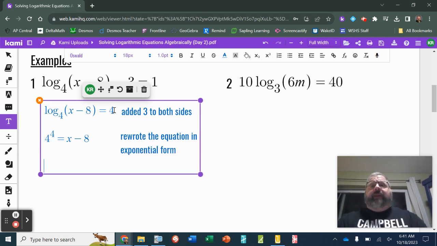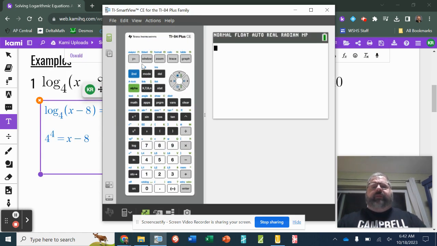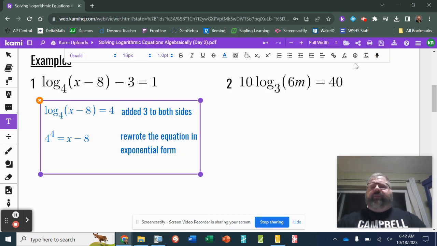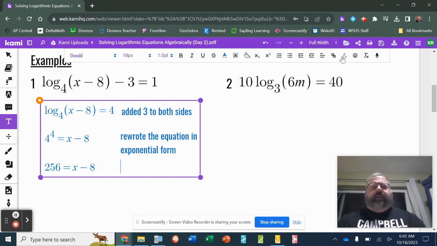Now, my next step, once I've done that, is to solve the equation. So I can see that I have 4 to the 4th power. If I'm not sure what that is, I can simply go over to my calculator. We'll do 4 to the 4th power, and we can see that that is equal to 256. So now I'm into the solving process. I evaluated the 4 to the 4th power, and that is equal to x minus 8. So here I just evaluated the exponent.